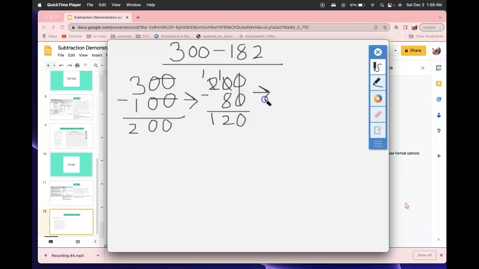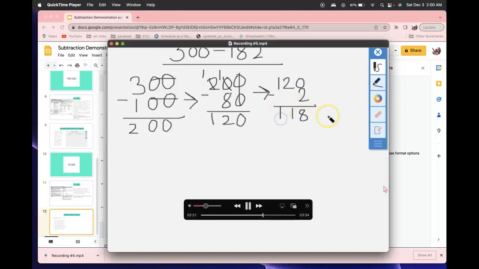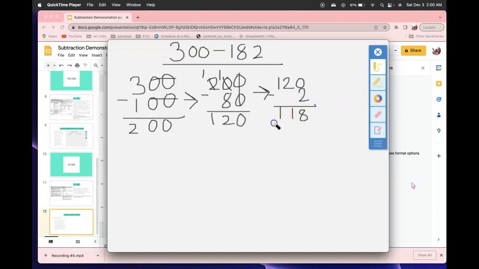And next, we are doing 120, subtract 2, since that's the last ones that we have. And with this, we just subtract 2 from 20, and that leaves us 18. And then we bring down the 1. This gives us 118.